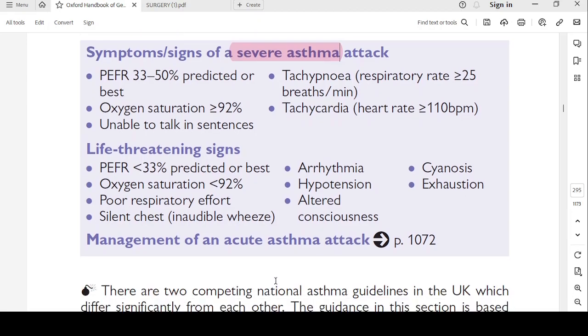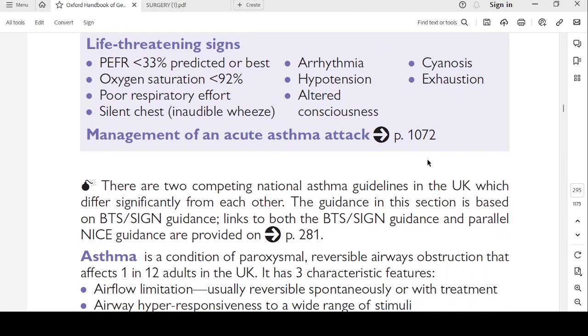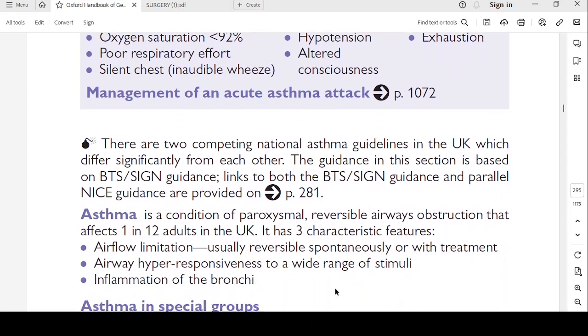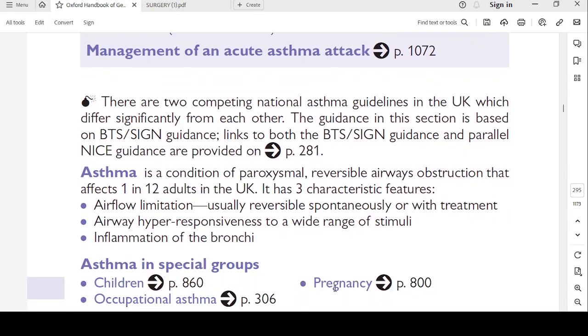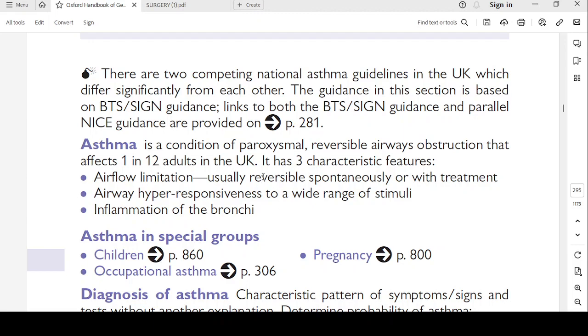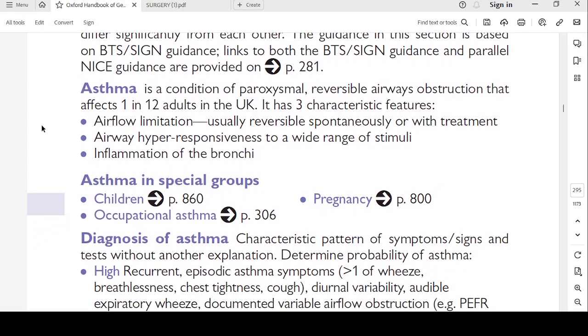Management of an acute attack of asthma is on page 1072. There are two competing national asthma guidelines in the UK which differ significantly from each other. The guidance in this section is based on the BTS or SIGN guidance. Links to both BTS and SIGN guidance and parallel NICE guidance are provided on page 281.